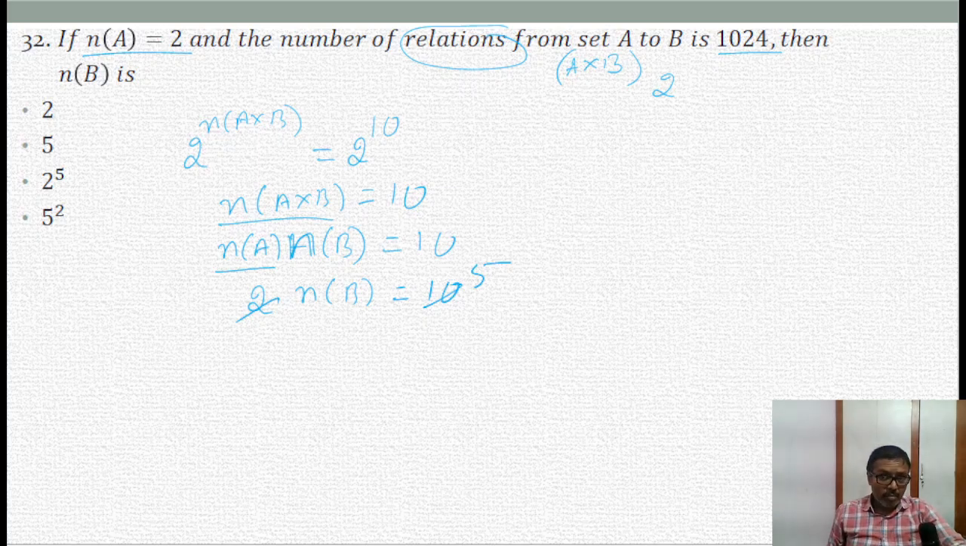Here they are asking number of relations. Be careful in that while reading the question. Don't go with 2 to the power n. Go with 2 to the power n of A cross B. Otherwise directly you can choose 2 to the power n of A into n of B, which gives you n of B is equal to 5. Let's move on to the next one, friends.